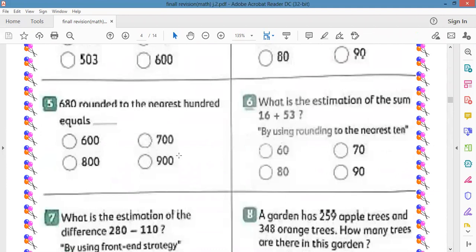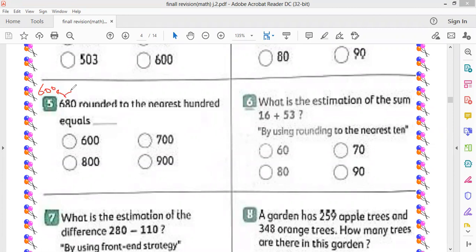Number 5. 680 rounded to the nearest 100 equals what? What is the 100 before and the 100 after? The 100 before, 600. And the 100 after, 700. We have here 80, a grade number, so we take what? 700.